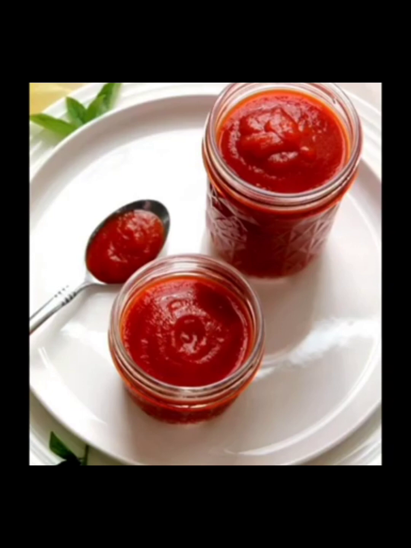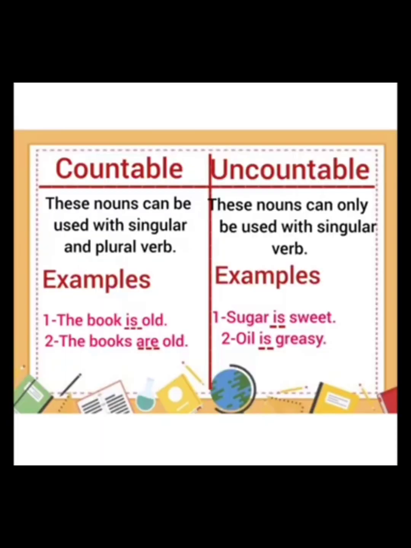The next difference is that countable nouns can be used with singular and plural verbs. For example, this book is old. Book is singular and I have used is as a singular verb here. These books are old. Books is plural and I have used a plural verb, are.